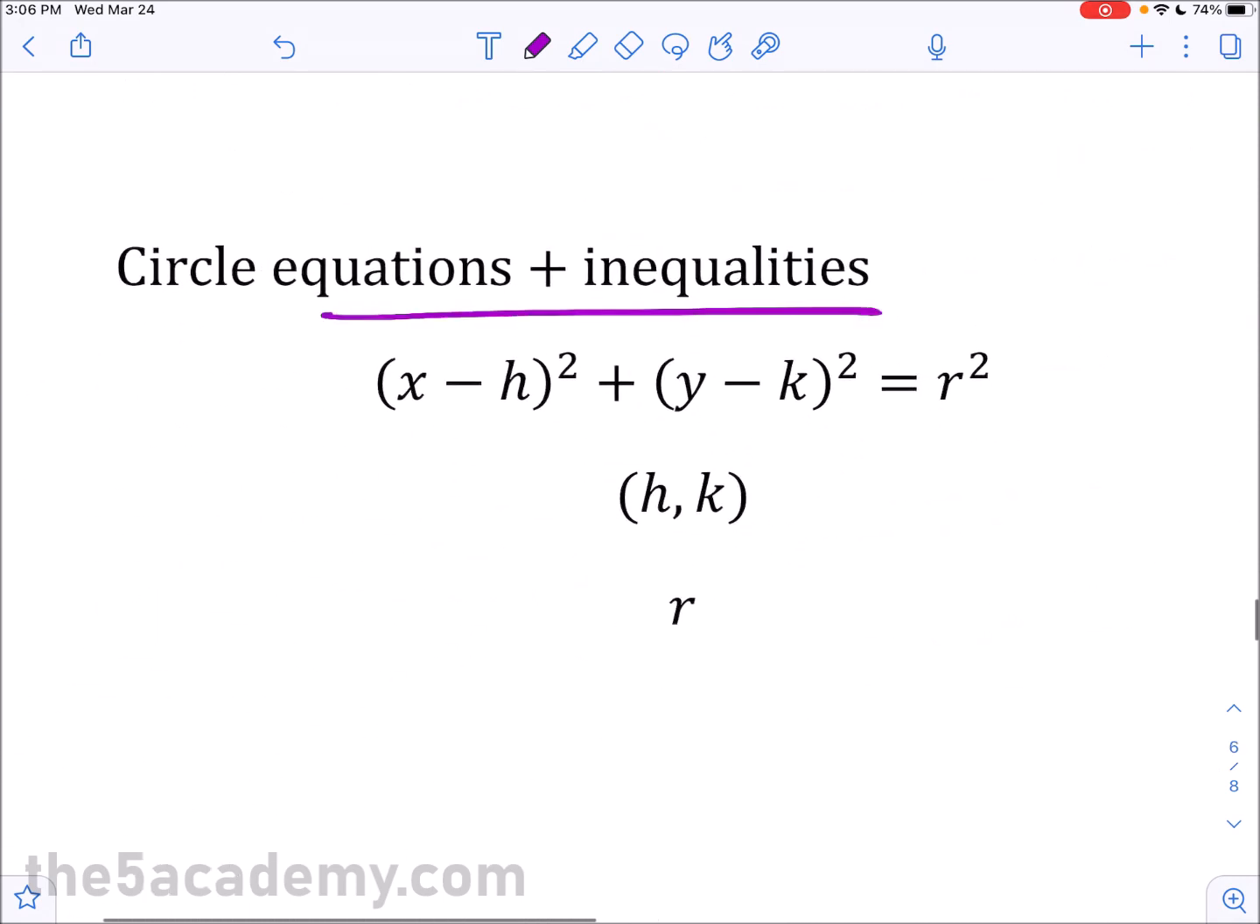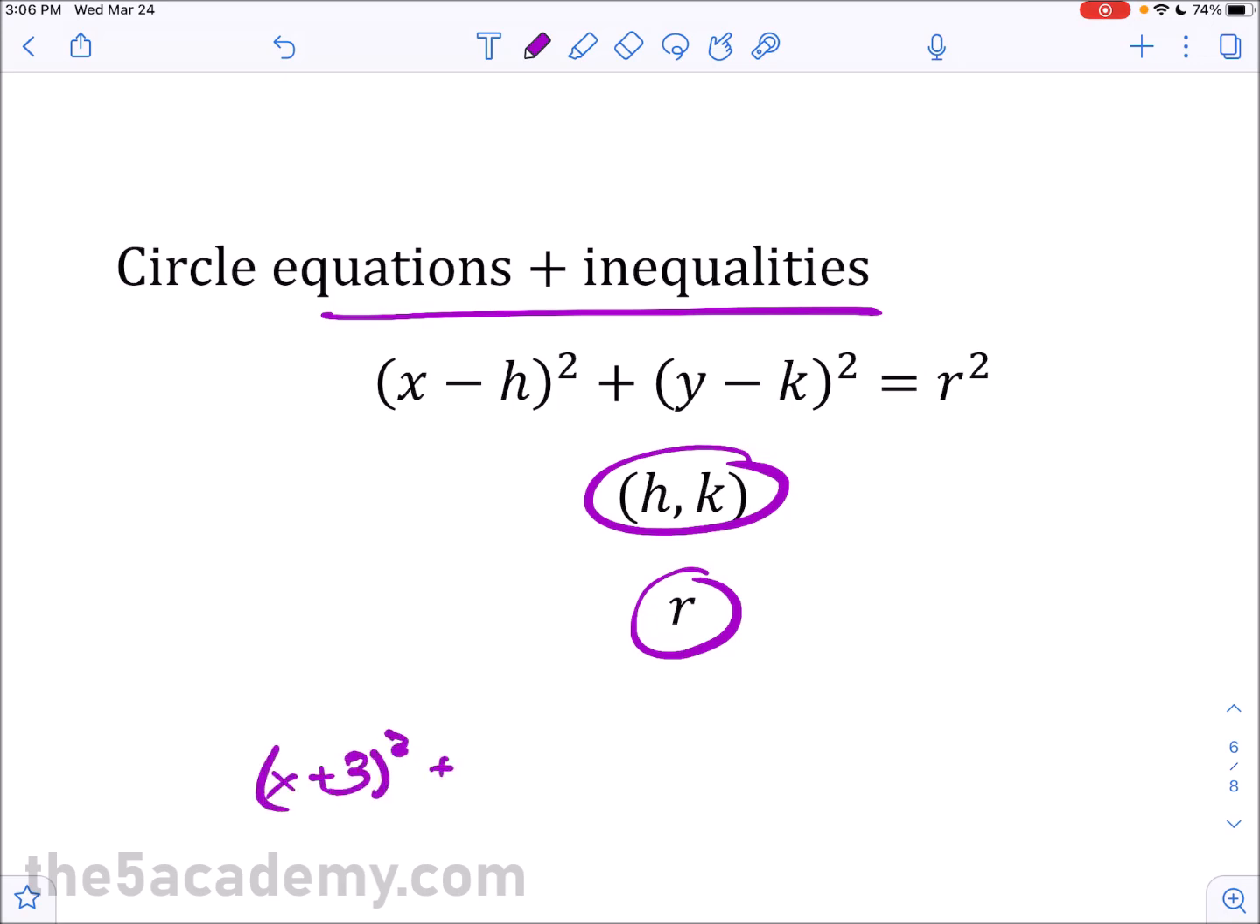Circle equations and inequalities. So this is the parent circle equation that you need to remember. The main thing is that h comma k is your center of the circle and r is your radius. So x plus 3 squared plus y minus 1 squared equals 10 has a radius equal to square root of 10, and the center is negative 3 comma 1, okay?